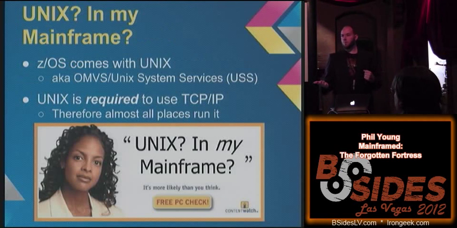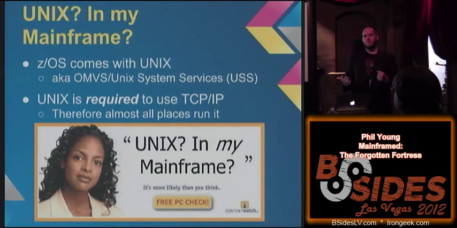UNIX comes with mainframe. It comes as part of z/OS. They don't call it UNIX on the mainframe. If you talk to a mainframe person, they will never say UNIX. They will say OMVS, or they will say USS. USS stands for Unix System Services.